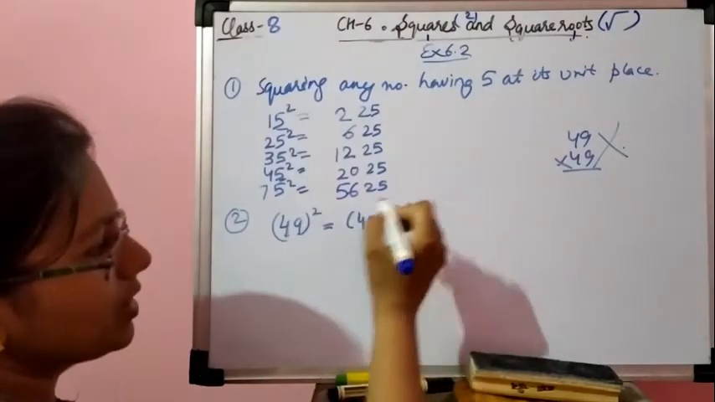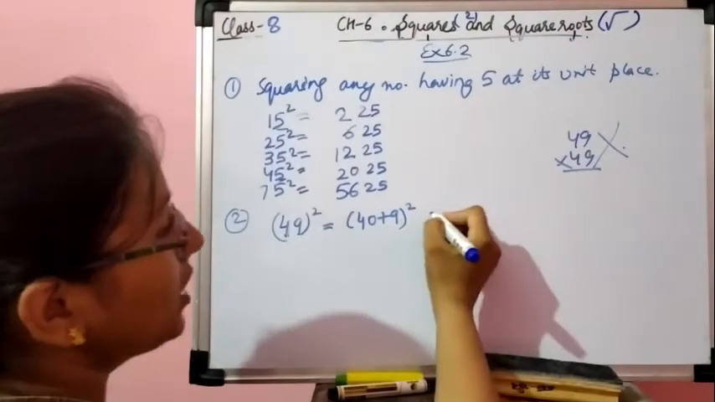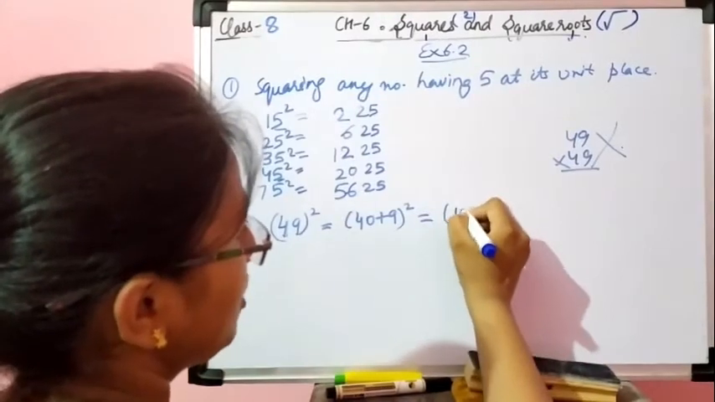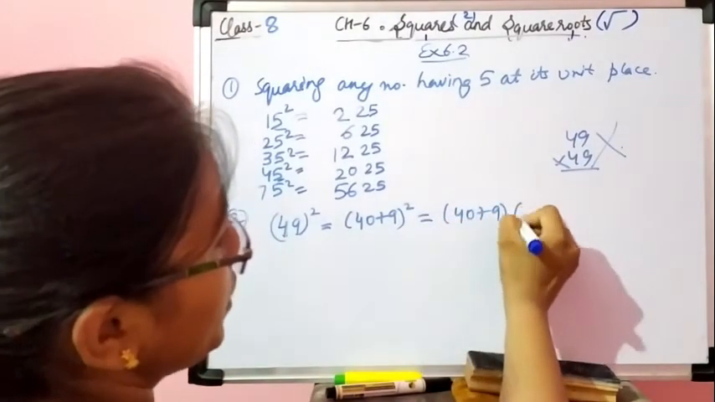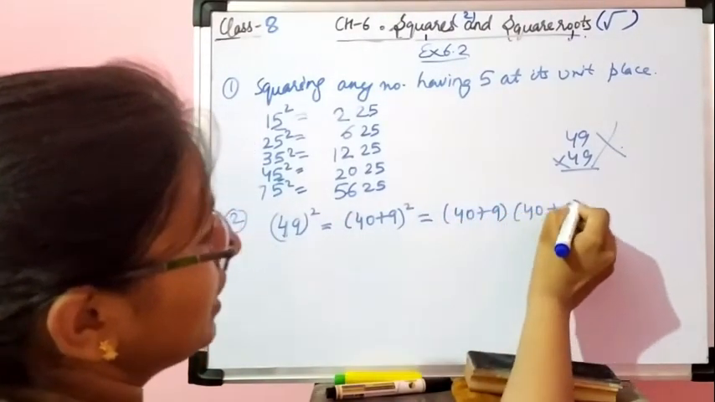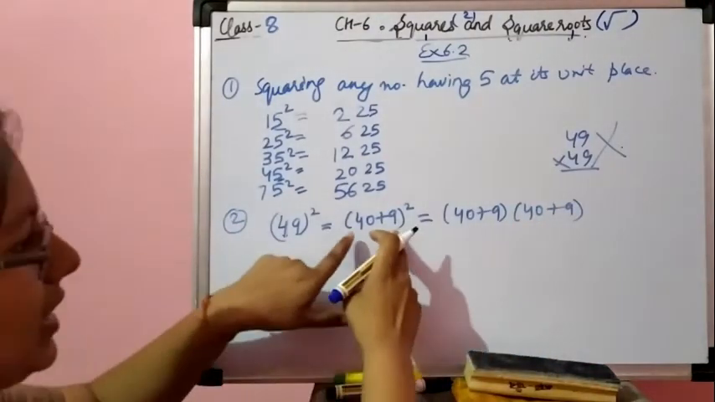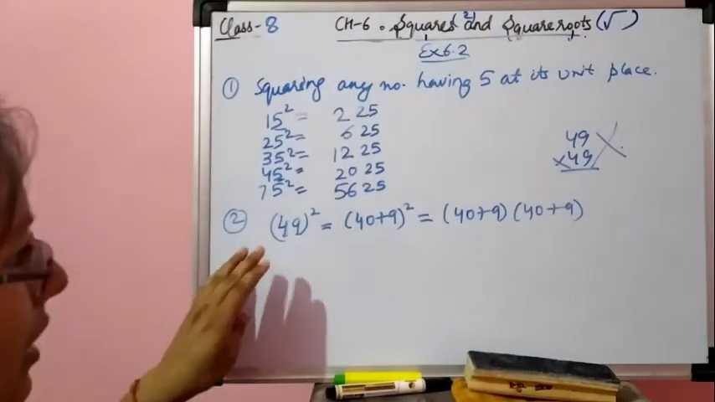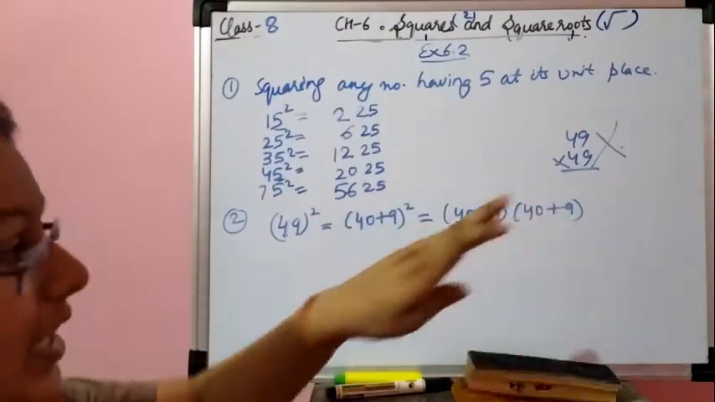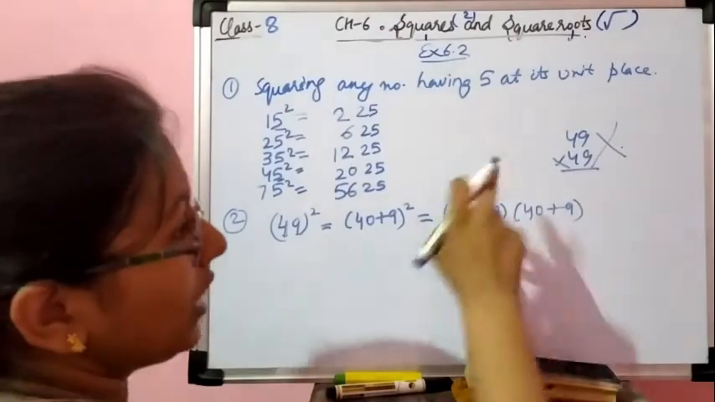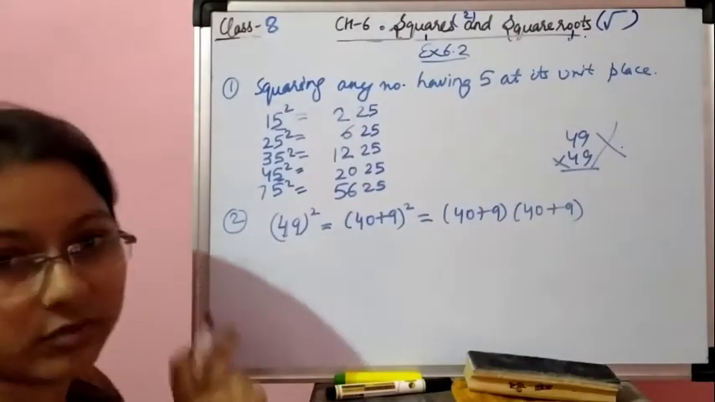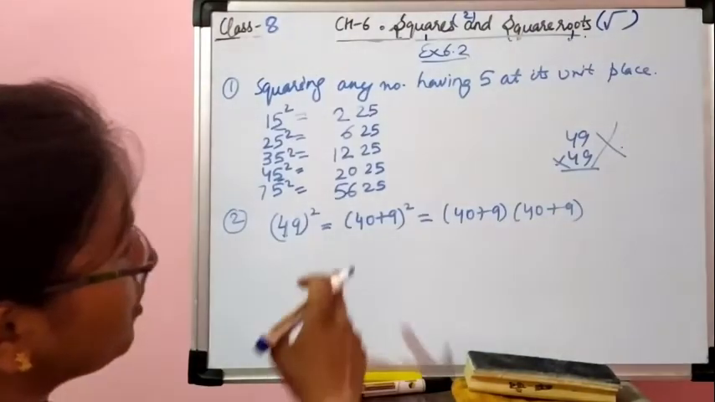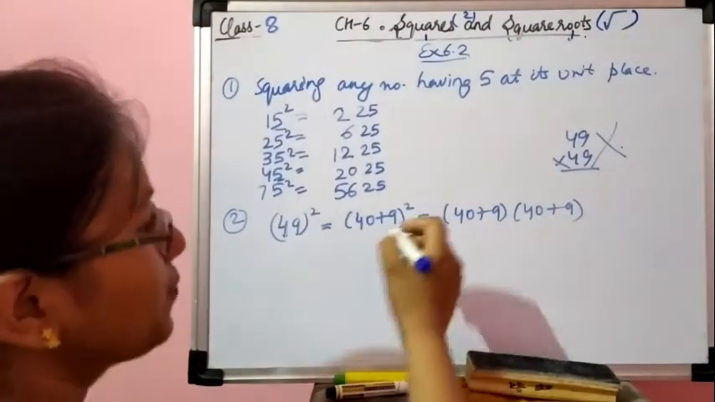Now the square is there. What does this square mean? That this bracket should be repeated 2 times. Means 40 plus 9 into 40 plus 9. ठीक है, मैंने ये इसकी पावर 2 थी तो मैंने इसको 2 बार लिख दिया. We can do it in this way also, but if the question is that without actual multiplication find the square of this number, then this is one way by which we can find it.